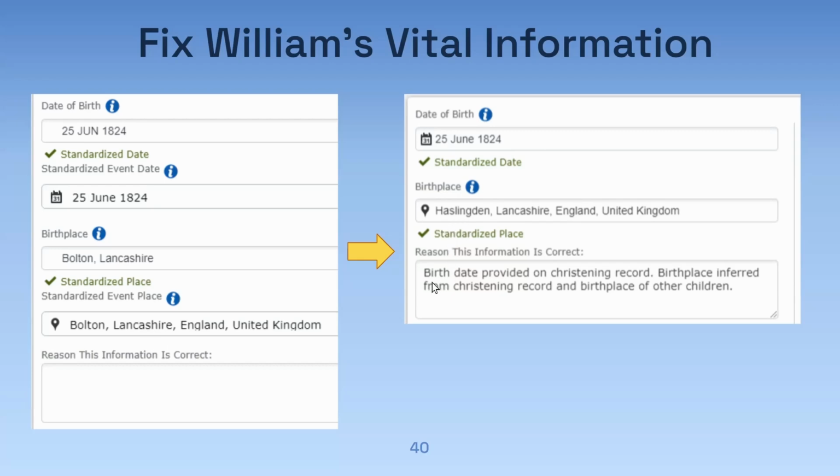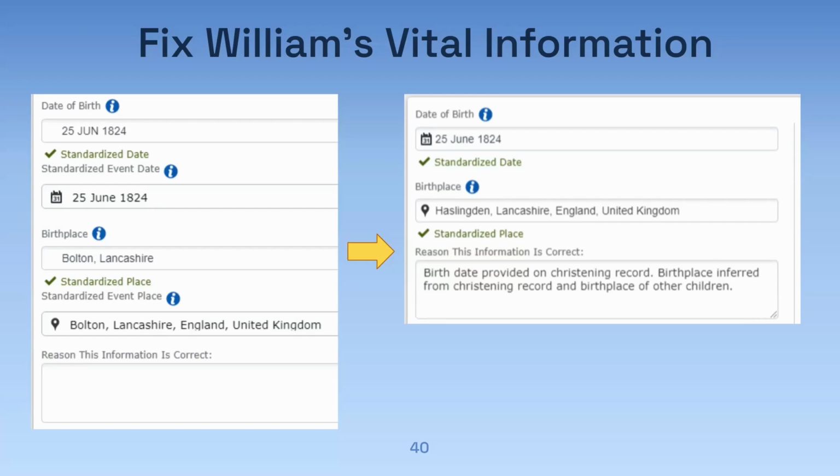But notice down here when I explained it, I put where each piece of information came from. So I said the birth date came from the christening record, and the birthplace was inferred from the christening record and the birthplace of the other children. So that just gives people a heads up when they read it that this is my very best guess, even though I didn't at the time have a source that absolutely said that he was born in Haslingden.